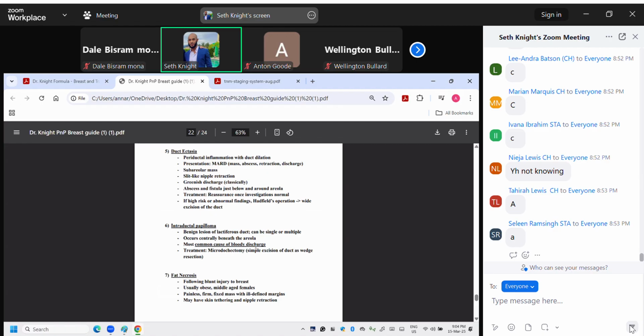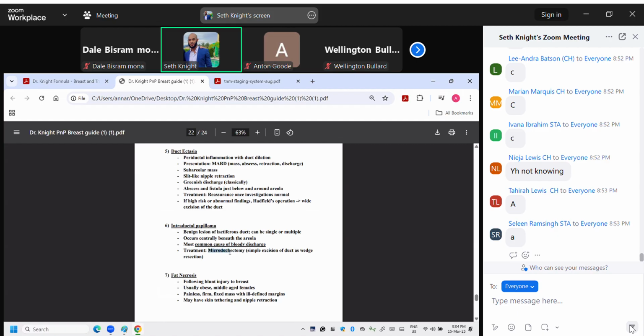So the bloody discharge is from multiple ducts, bilateral, and it is not spontaneous. She only has that bloody discharge when she squeezes the nipple, right? So it's the opposite of the things seen in a malignant bloody discharge. And so that's when we think intraductal papilloma, the most common cause of bloody discharge. It is not spontaneous, it is multiple ducts, and it is bilateral. That makes it more likely to be intraductal.